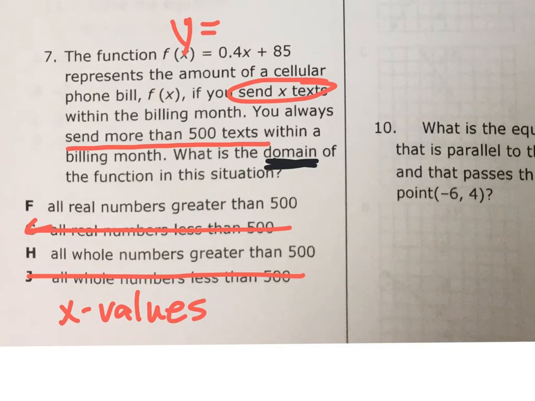Now we just have to decide what's the difference between real numbers and whole numbers. Real numbers are all numbers including negatives, decimals, fractions, and obviously whole numbers. So when you're thinking about this problem, when you send a text message, you're going to have to pay for the entire text message that you send. So we're dealing with whole numbers here. So the correct answer here would be H, all whole numbers greater than 500.